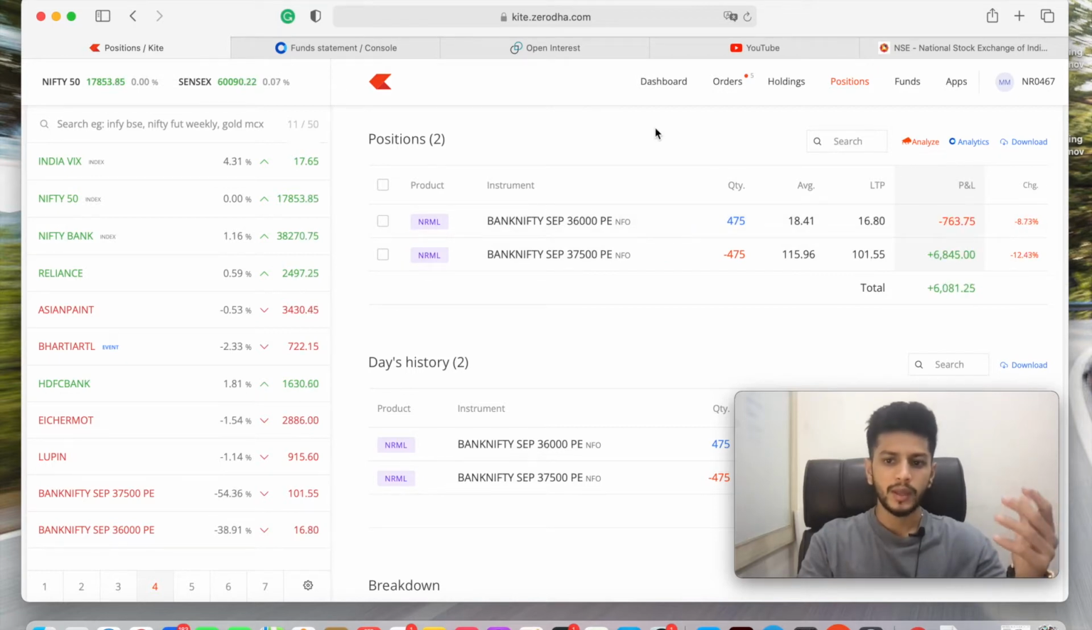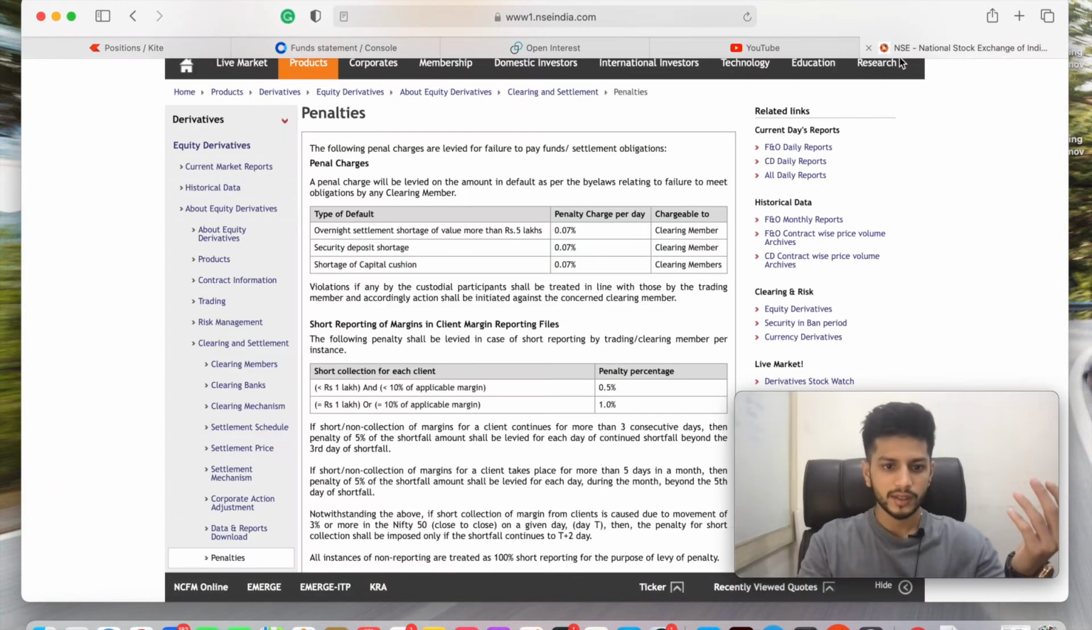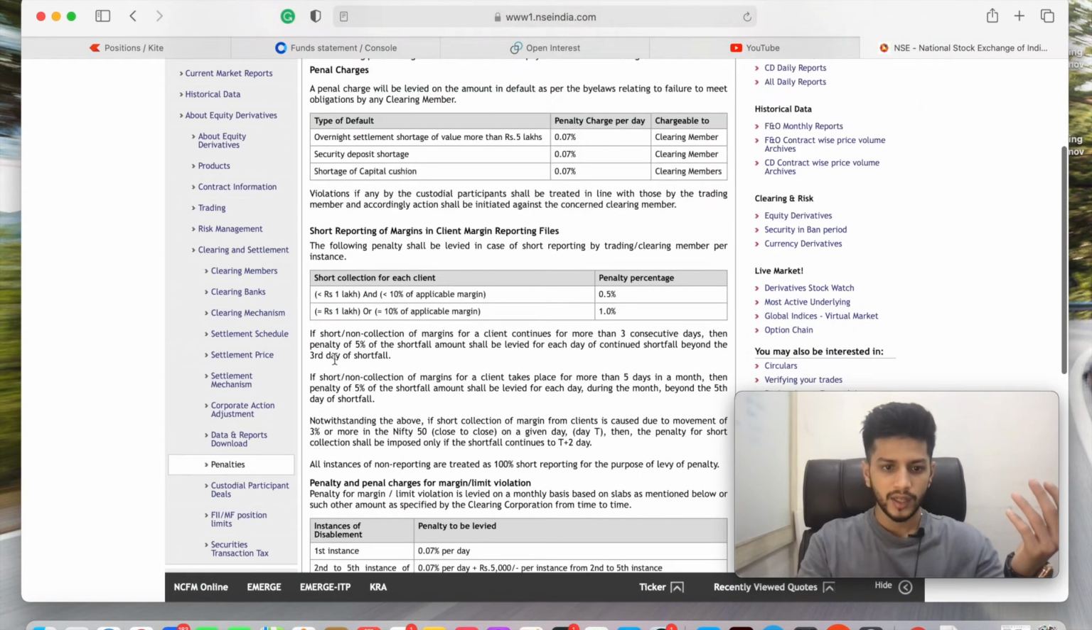The mistake I made here is, I squared off the hedges first, and then the options that I had sold, for 3 consecutive days. If we read this rule: if short collection of margins for a client continues for more than 3 consecutive days, then a penalty of 5% of the shortfall amount shall be levied for each day of continued shortfall beyond the third day of shortfall.